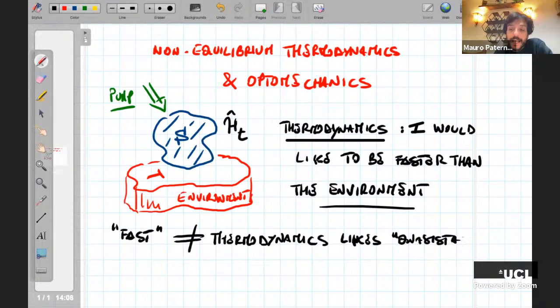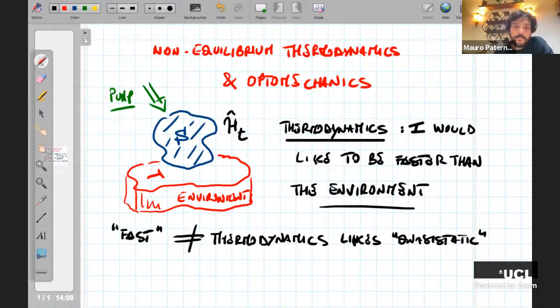What do I mean by that? I mean that at every time in the evolution of my system S, I must be able to define pressure, volume, temperature of my system. And if I am too fast, this cannot be the case. So it seems that we have a dichotomy here.